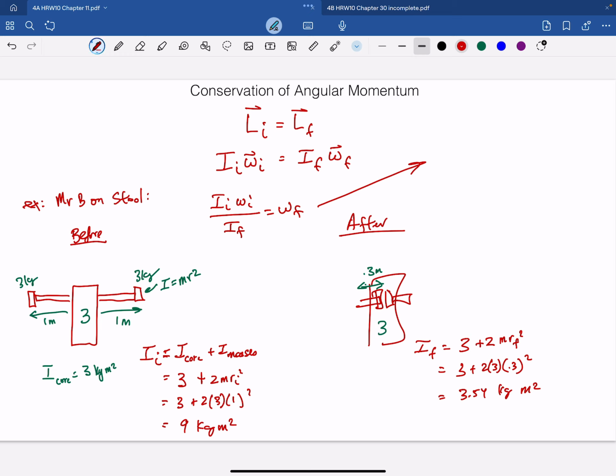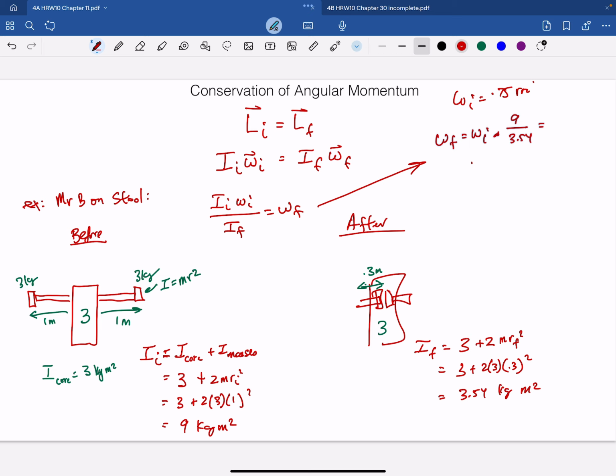So let's see here. My final angular speed will be my initial angular speed times the ratio of I initial over I final, 9 over 3.54. I didn't get that number. Let's say that I was going at 3/4 of a radian per second. Let's say omega initial was 0.75 radians per second.